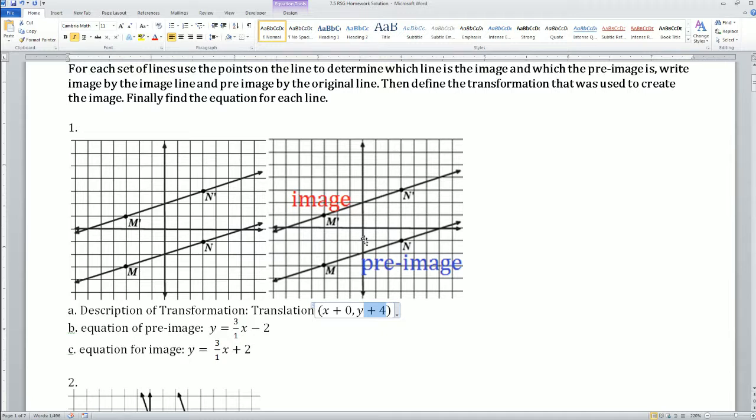The equation for the pre-image here, the slope is up 1 across 3. So the change in y was 1, the change in x was 3. The y-intercept here is -2. That is the right slope, up 1 across 3. What is it for the image? The image right here has the same slope of going up 1, that is your change in y, then across 3, which is your change in x. Plus 2, because the y-intercept here is 2.